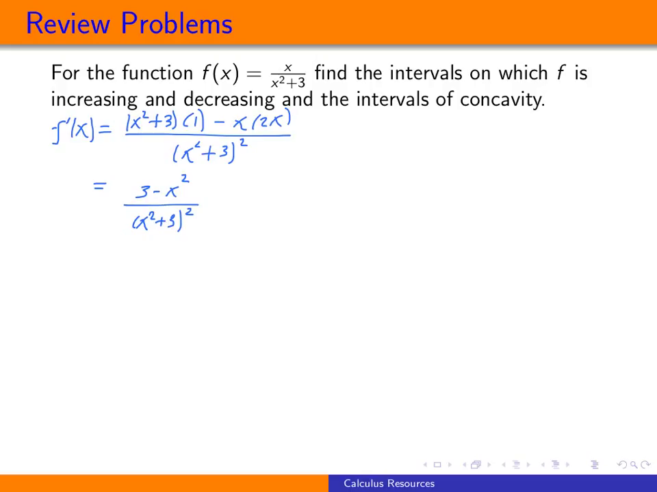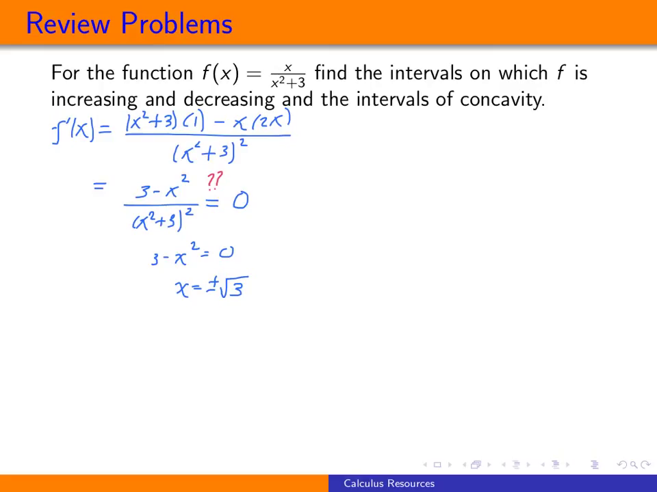And now the question becomes, where is this first derivative positive, where is it negative? The easiest way to determine this is to figure out first where it is equal to 0, and then figure out what happens between the zeros. So I'm going to throw a question mark here above the equal sign. I want to know, when is this equal to 0? For what x values? Well, 3 minus x squared would be equal to 0. So x is equal to plus or minus the square root of 3.